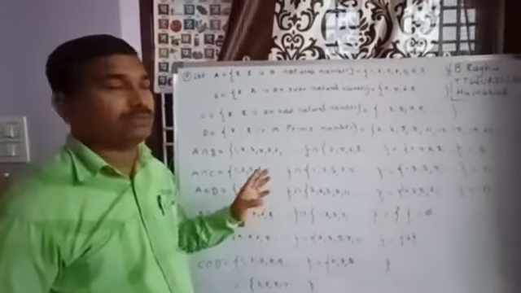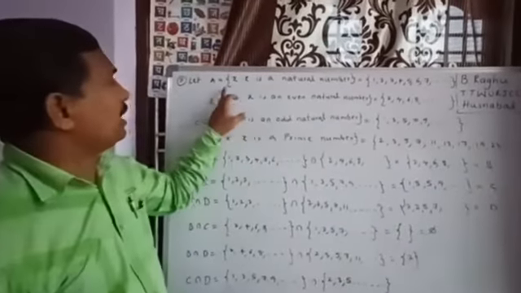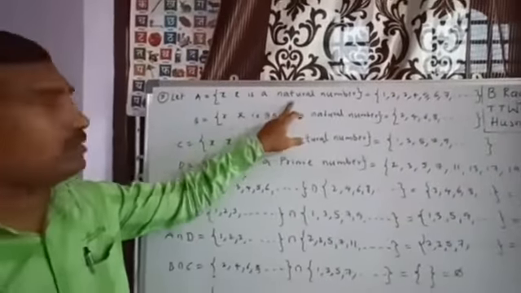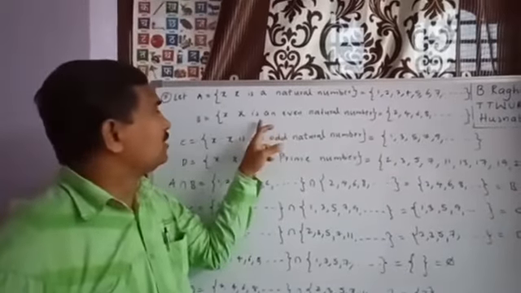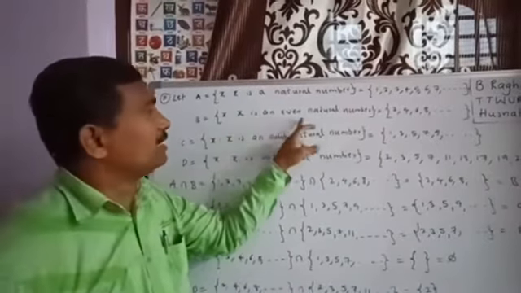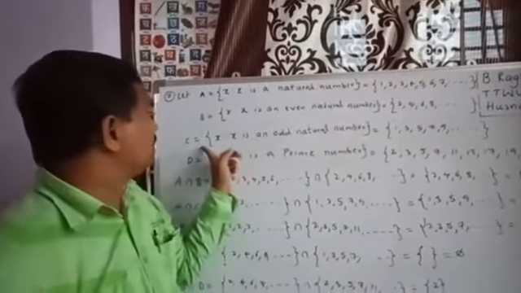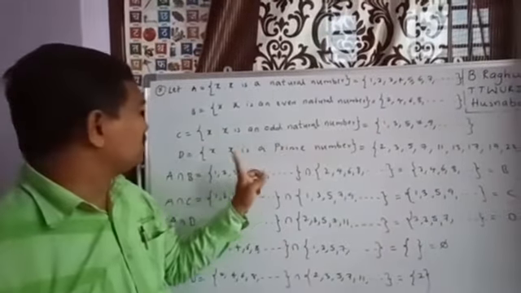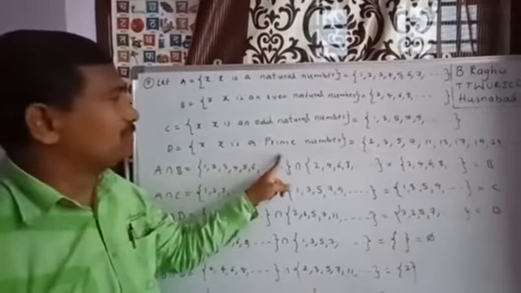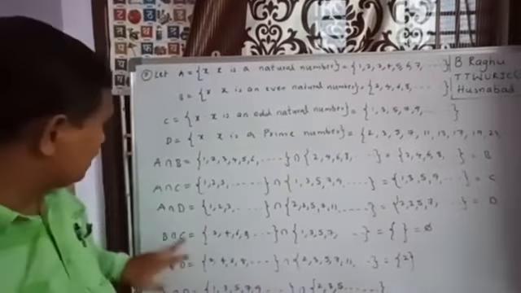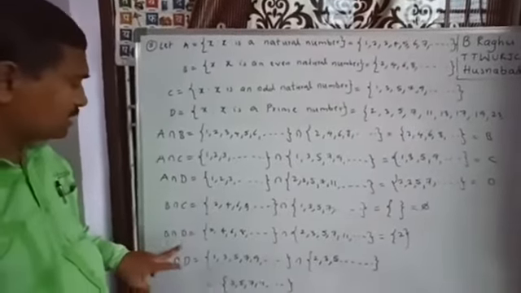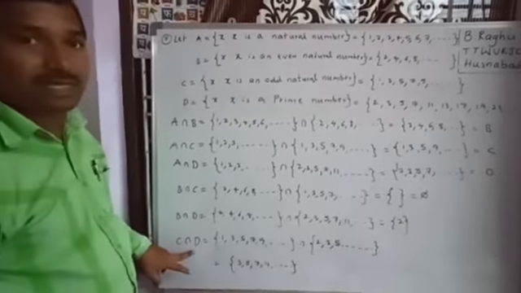See, A is the set of X, where X is a natural number. B is the set of X, where X is an even natural number. C is the set of odd natural numbers. D is the set of prime numbers. So find A intersection B, A intersection C, A intersection D, B intersection C, B intersection D, C intersection D.